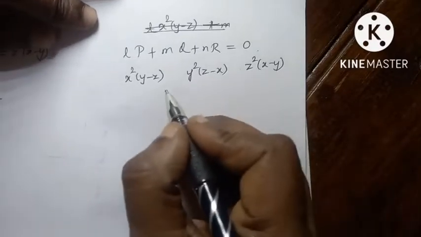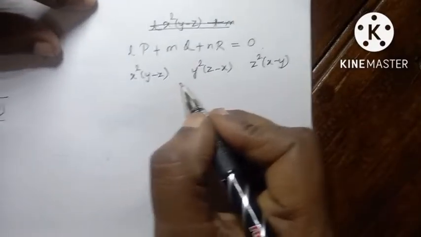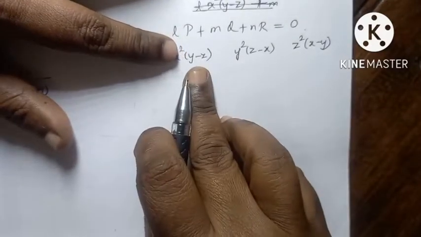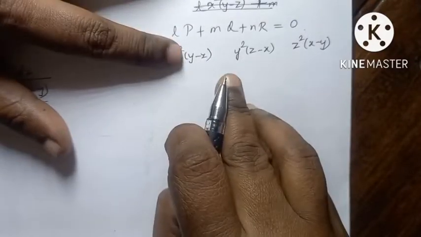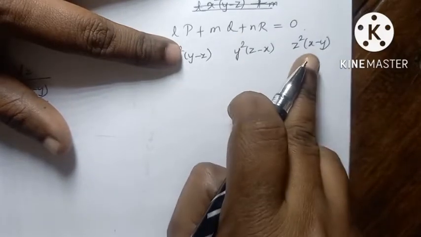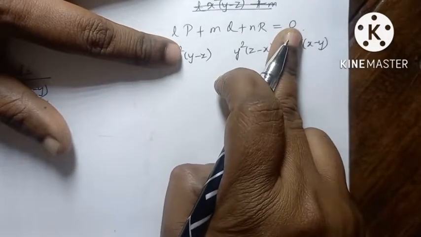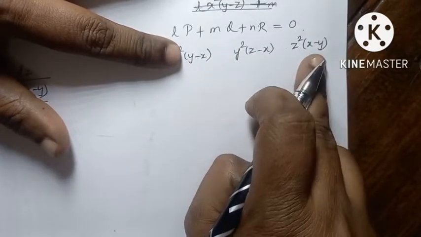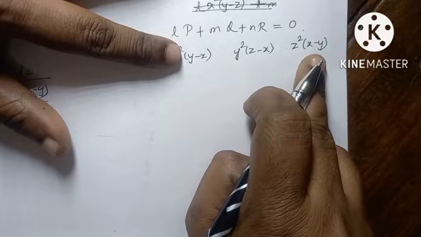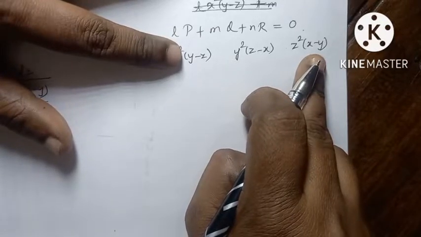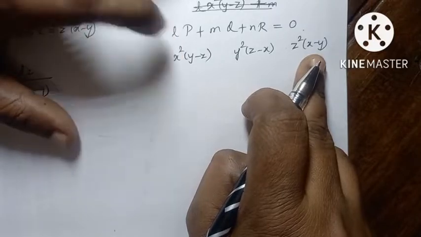Okay. What can be l, m, n? See, listen here. If I leave x square, I have simply y minus z. If I leave y square, I have z minus x. Simply x minus y if I leave z square. When I add y minus z, z minus x, x minus y, all will get cancelled. So what can be the multipliers? Now we have to think and do.